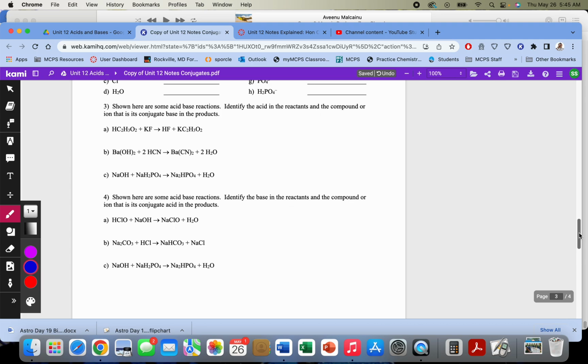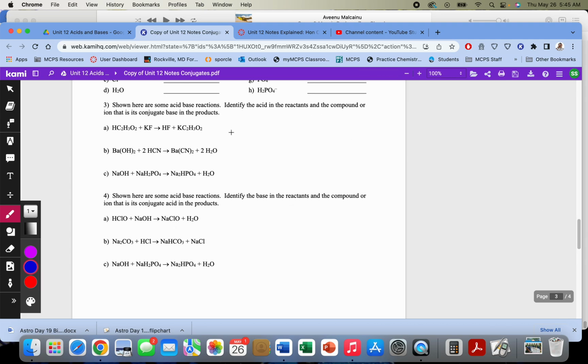Let's see, what else do we have here? Identify the acid and the reactant in the compound or in the ion that is its conjugate base. Well, here's our H plus donor, right? Has H plus. And then over here, missing H plus, right? So that means that HC2H3O2 is our acid, and C2H3O2 minus is the base, right? Or rather, these are conjugates.